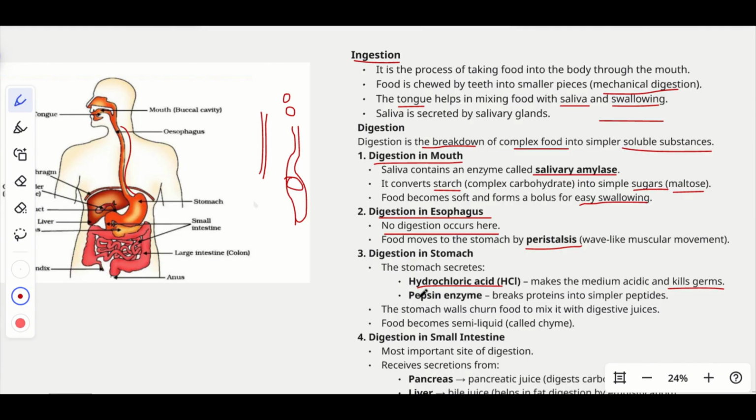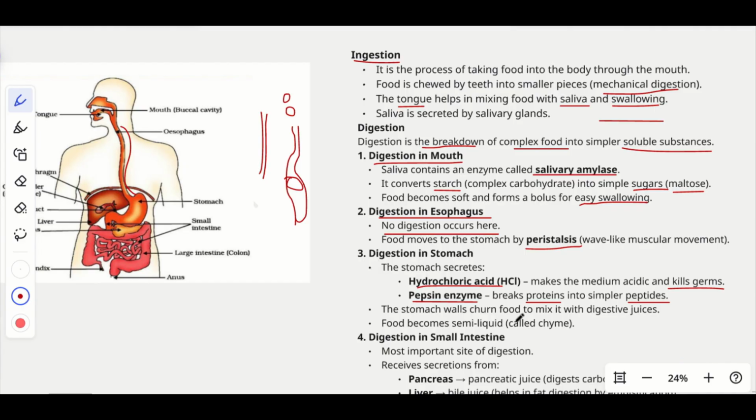And then we have the pepsin enzyme. What is the duty of pepsin? It breaks protein into simpler peptides. What you have to keep in mind is that our body is not able to absorb everything in its initial form, whether it is carbohydrate, protein, or fats, whatever it is. We need to convert that into simpler molecules or simpler forms. That is what we learn in the digestion part.